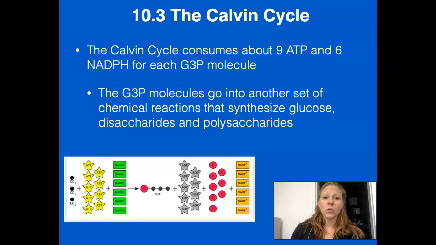And so to summarize, the Calvin cycle consumes about 9 ATP and 6 NADPH for every G3P molecule. And the G3P molecules, like we said, go into another set of chemical reactions that synthesize the glucose, the disaccharides, the polysaccharides. And so here we can see the carbon dioxide, the ATP, and the NADPH that go into creating our single G3P molecule. And these are our leftovers.